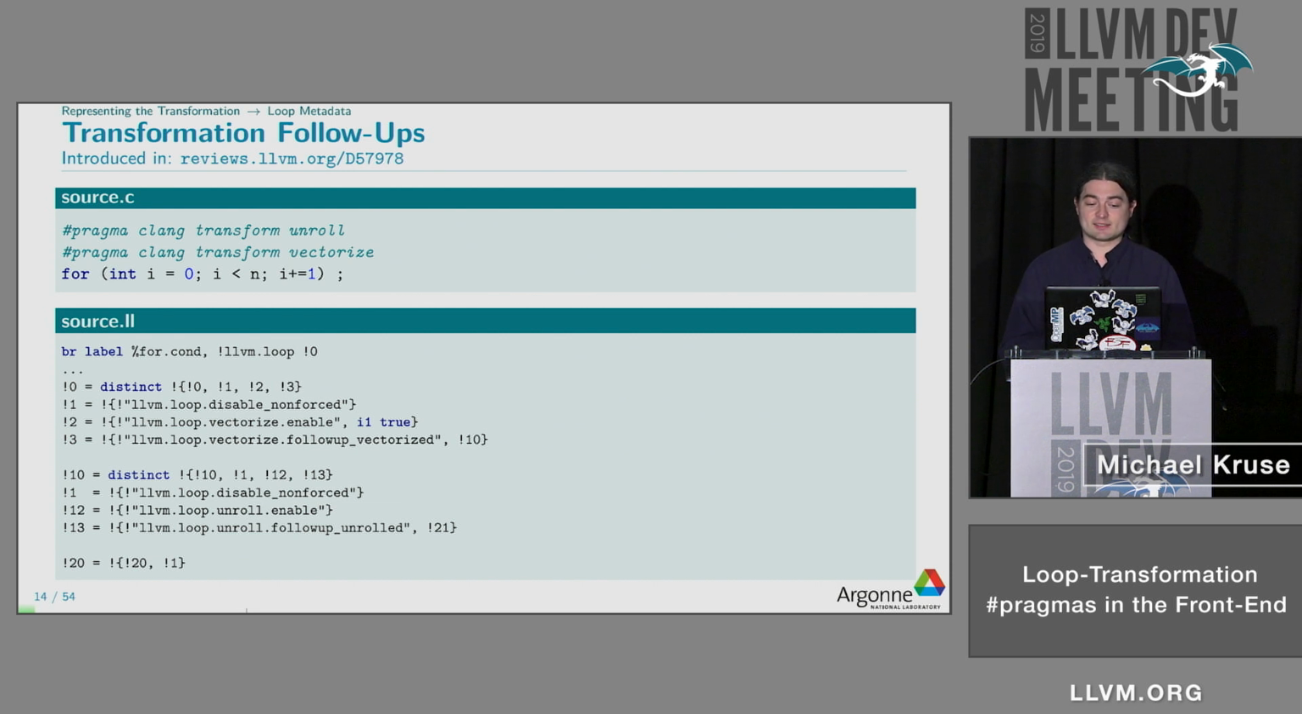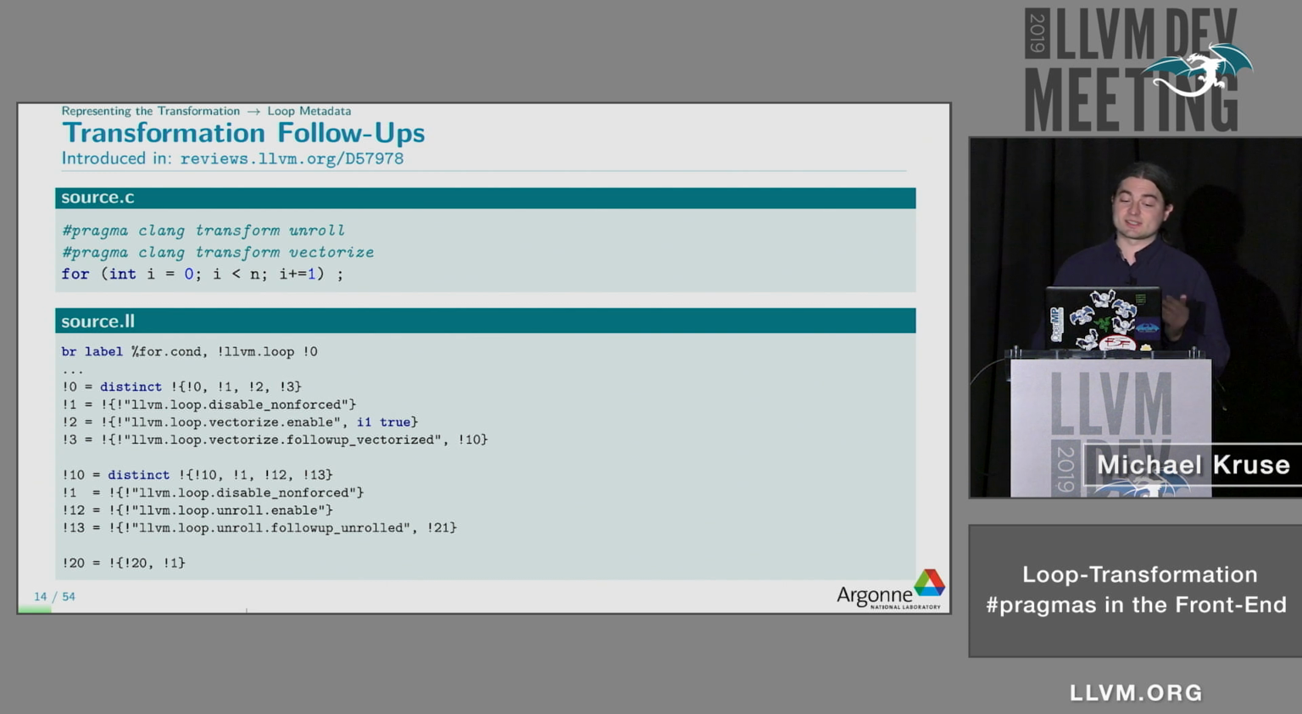In this case, it says first to vectorize, so llvm.loop.vectorize.followup_vectorized. It's saying that after applying vectorization on the vectorized loop, apply the follow-up, in this case metadata number 10. And metadata number 10 also gives an attribute to apply on this loop after vectorization.